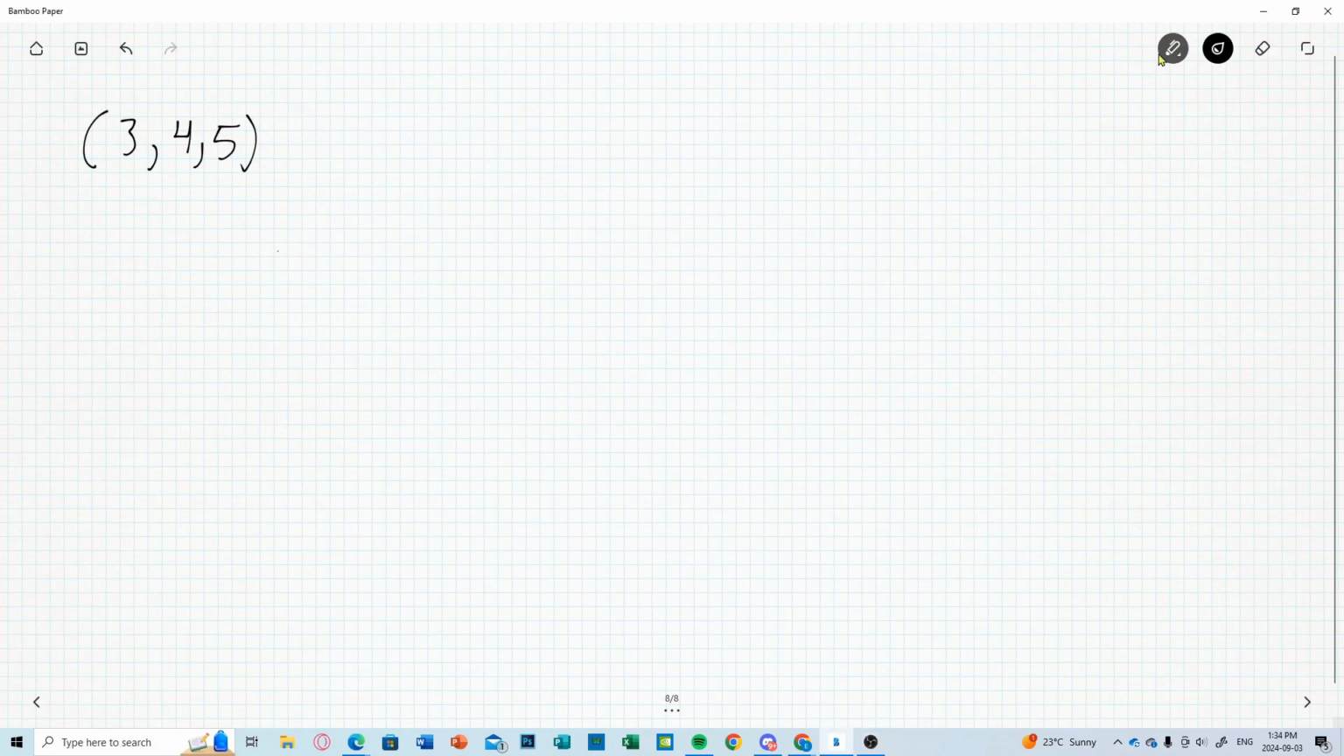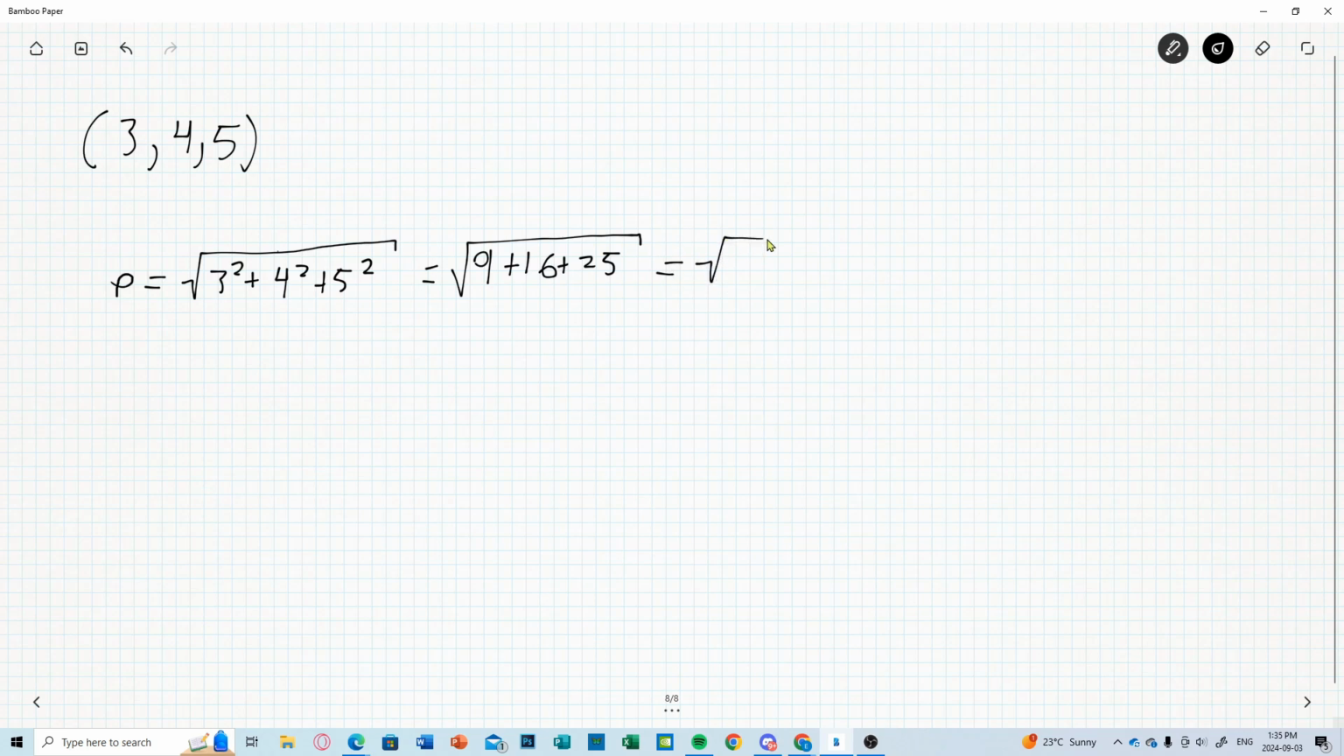Alright, now we're going to do an example. We have Cartesian coordinates of x being 3, y being 4, and z being 5, and we're going to try to find our spherical coordinates. To start, we're going to find our rho, which is going to be equal to the square root of 3 squared plus 4 squared plus 5 squared, which is the square root of 9 plus 16 plus 25, which is equal to the square root of 50, which will approximately be 7.07, depending on which way you want to leave it.